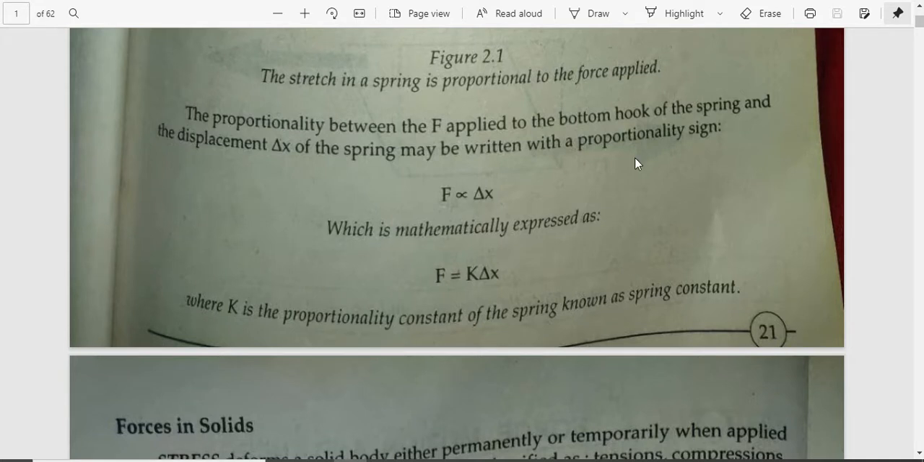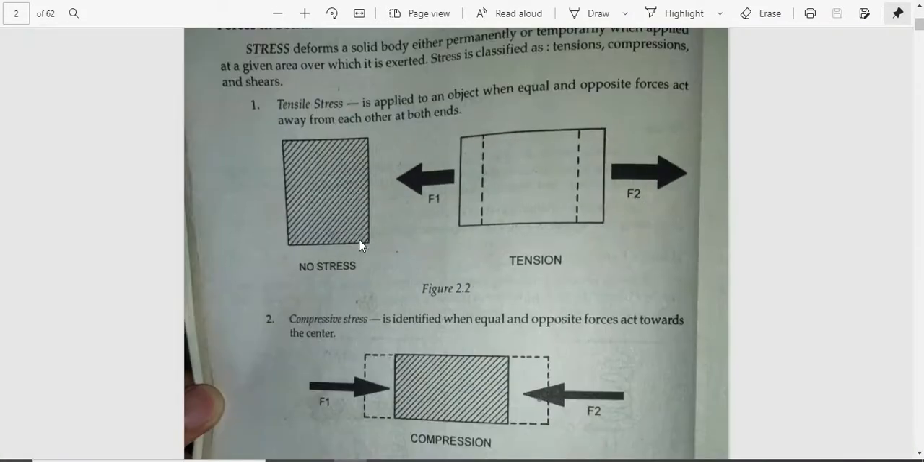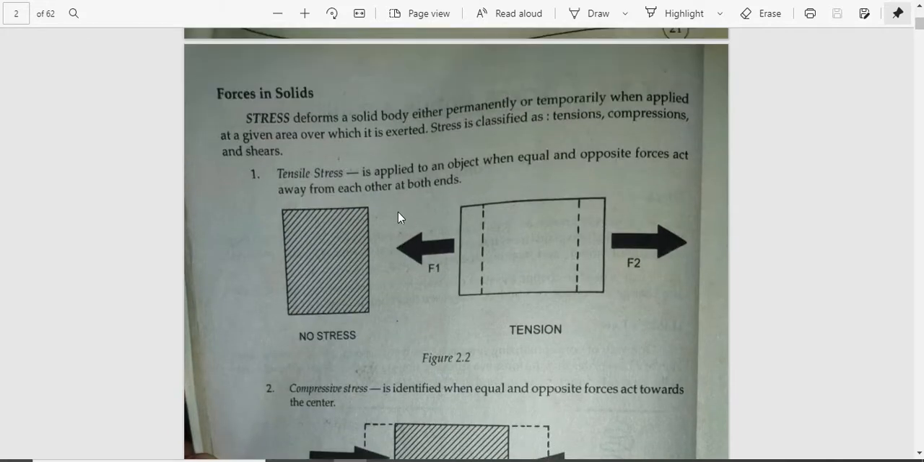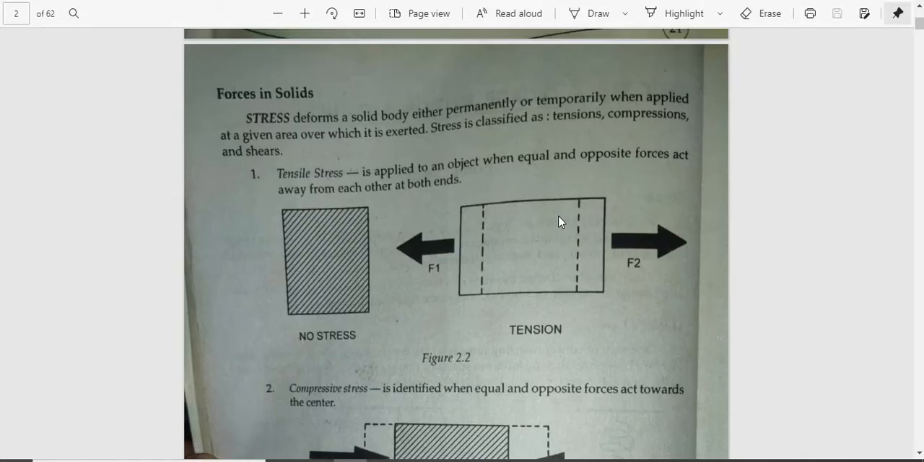Okay? So you have forces in solids. Forces or stress. In solids, you have stress. Then you have three types of stress. Stress is the deformation of your solid body, either permanent or temporary, when applied to a given area on which it is exerted. Stress is classified as tension, compression, and shear.